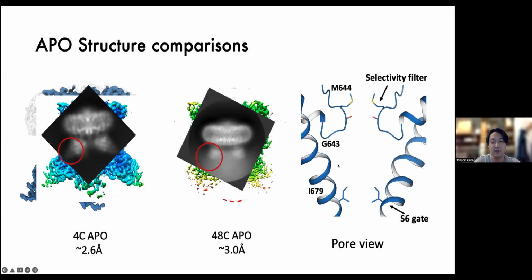Okay, this is the pore focused view of the 4 degree APO structure. And this is the overlay of the two models. The yellow one is the 48 degree APO structure. You can compare these two. These two are almost identical. We cannot find any conformational change between them, and the distance of the two gates is identical.